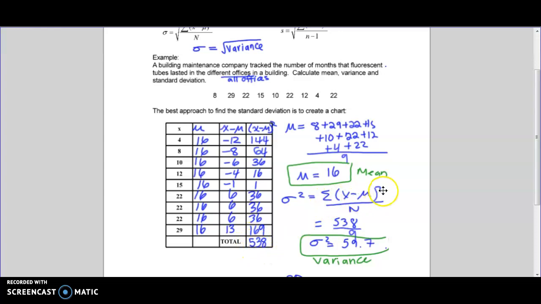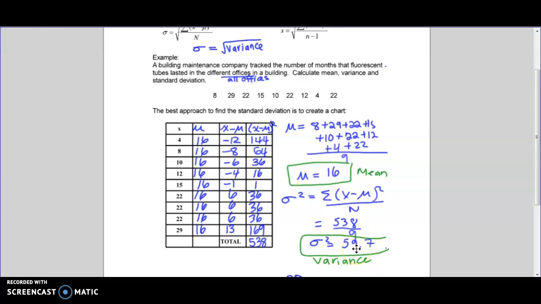So this numerator is 538. The n value is 9 because we have 9 points, or 9 numbers in our data set. Okay, so the last thing we need to do then is take the sum of all of our x minus mu squared, which is 538, divide it by 9, and it tells me my variance, sigma squared, is 59.7.